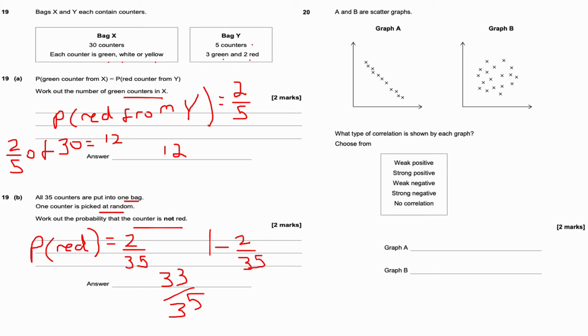This is question number 20. A and B are scatter graphs. What type of correlation is shown by each graph? Choose from these. So A is what we call strong negative, so I'm just going to put an arrow there rather than write it out. B is what I call no correlation. 1 mark is given for each correct answer. So no correlation for B and strong negative for A, because I can draw one line of best fit here. Here I can't draw any line of best fit because everything's scattered all over the place.